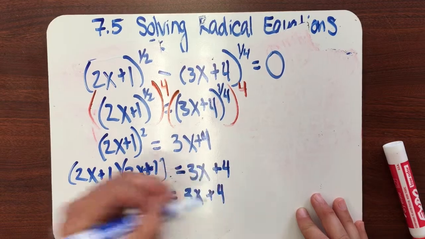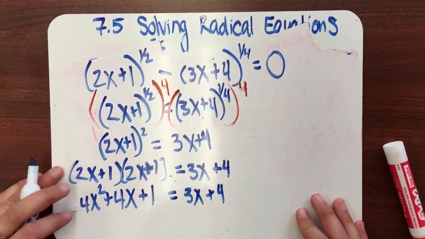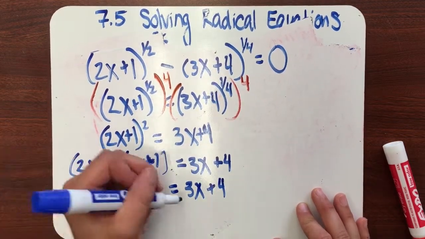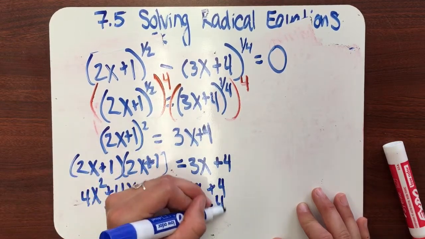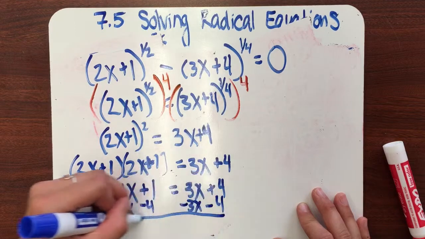Again, we have a quadratic, so we're going to bring everything to one side here, subtracting 3x from both sides, subtracting 4 from both sides.